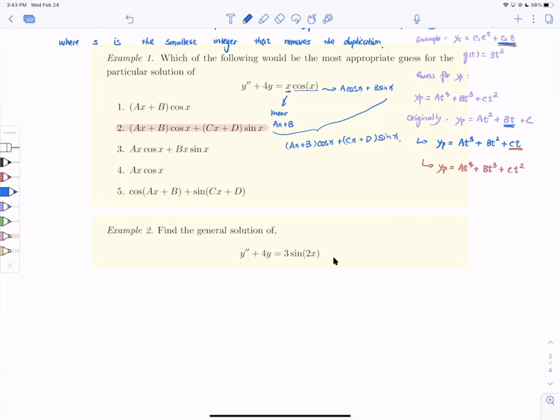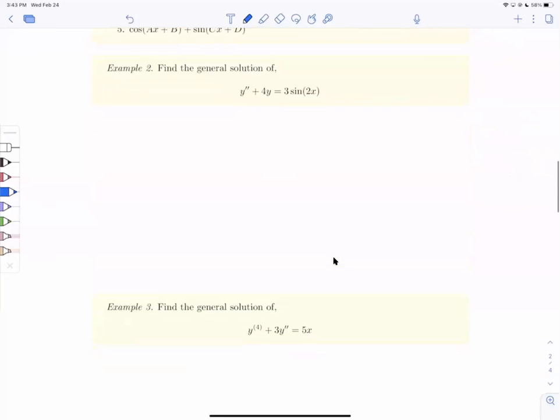Are you guys down for example 2? Okay, let me just start writing because it's gonna take a while to write.